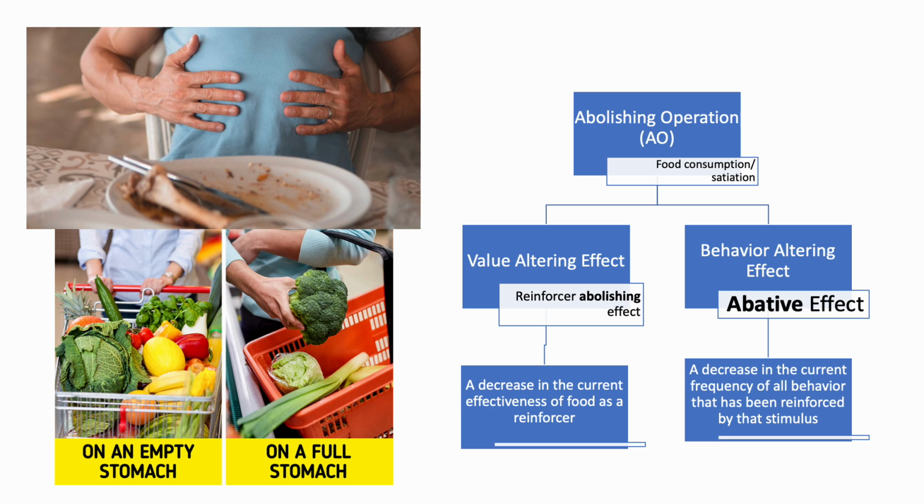Okay, so this is why people typically suggest for you to go out to buy groceries when you have already eaten a ton of food, so that you are less likely to want to go and purchase more food, because the value of food has been abolished and it abates behavior, meaning you're less likely to go and engage in behavior to gain access to food. So it's better to shop on a full stomach and not go grocery shopping on an empty stomach, which is typically an establishing operation, meaning you're more likely to go out and purchase more food because the value of food is higher for you in that particular moment.